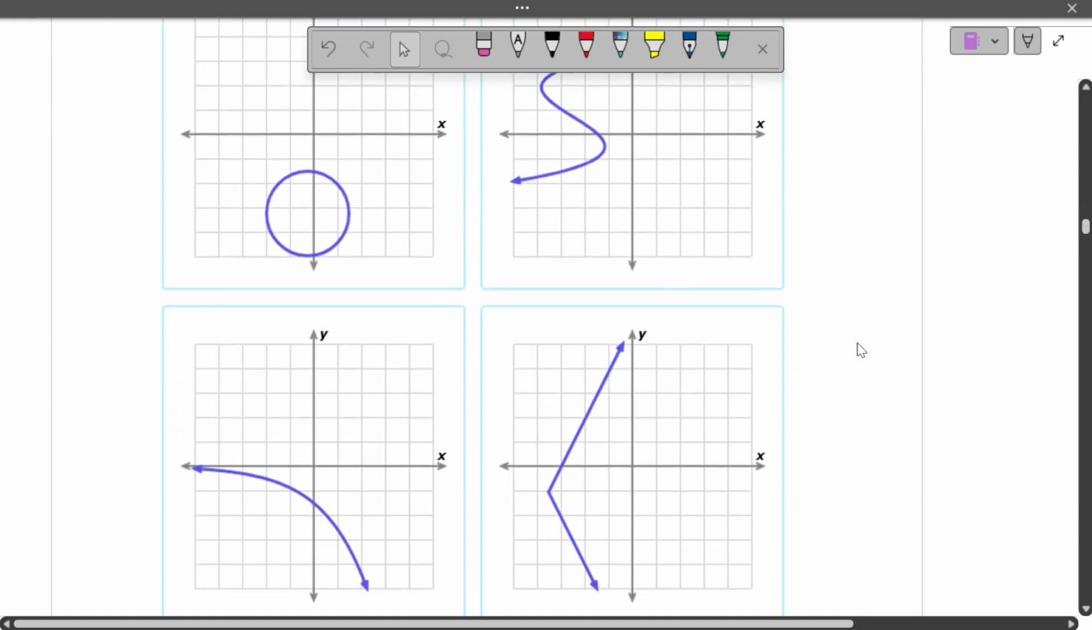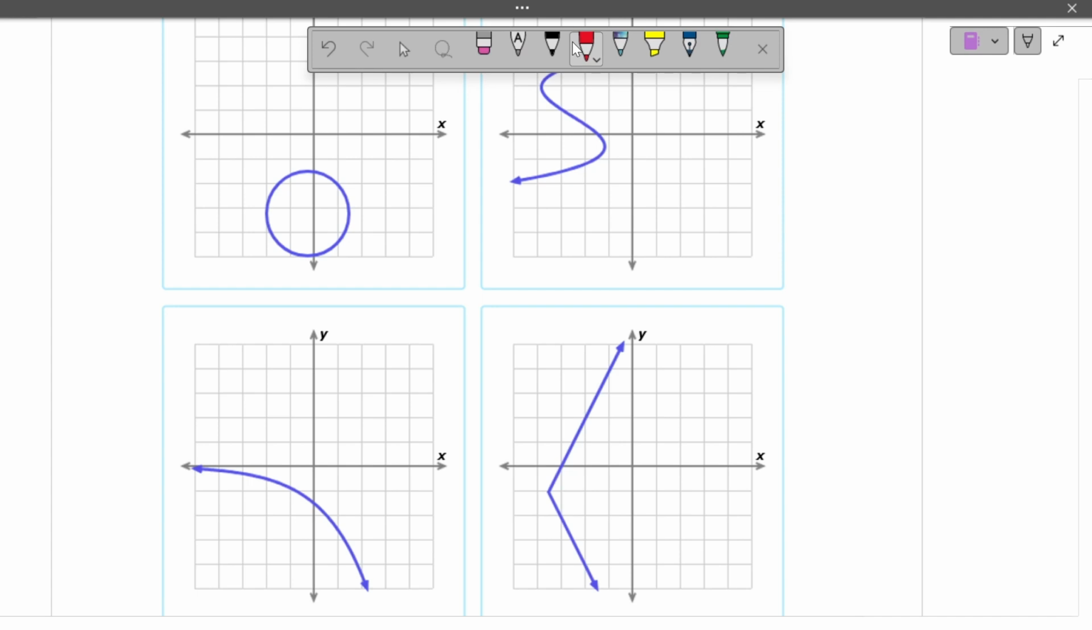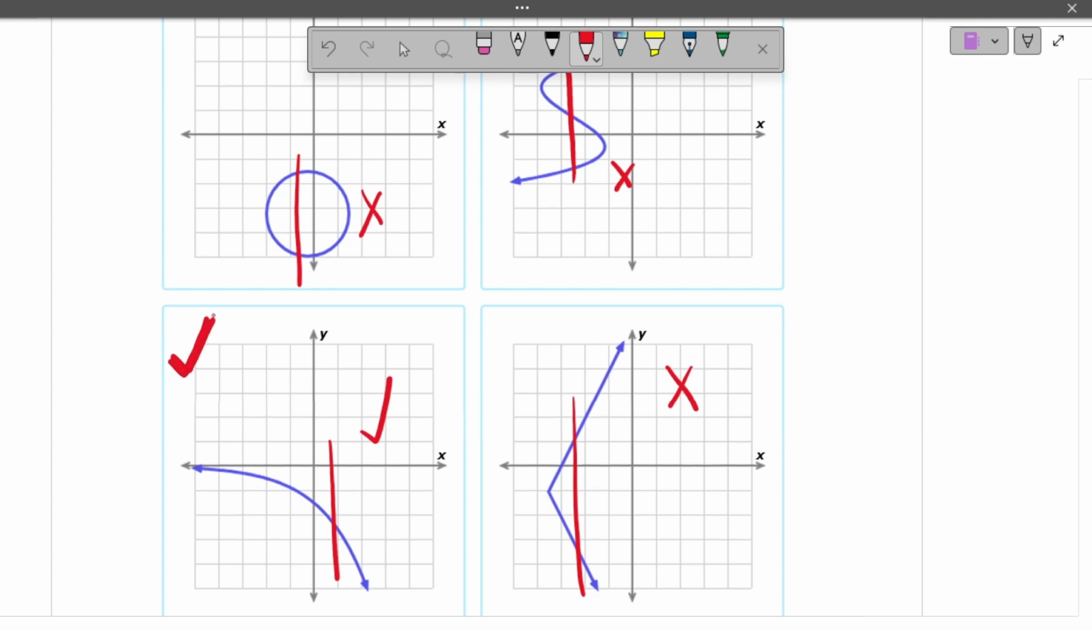So now number 19, I guess just take a second and see which one of these will pass the vertical line test. All right, so let's test it. This one right here, no, it touches it more than once. This one, I know it's not fully on the screen, but even the part that we can see touches more than once. This one here, looking at it, yeah, it looks like it passes. This one here, it does not. So that means our answer is the bottom left.